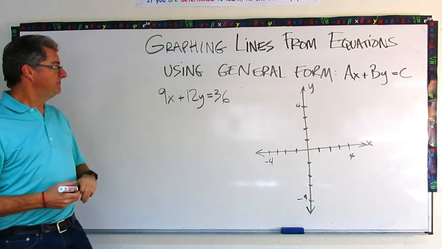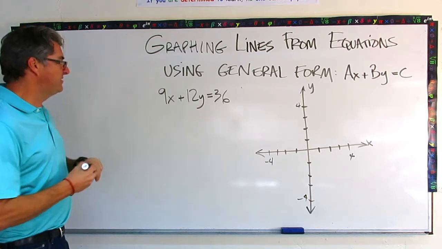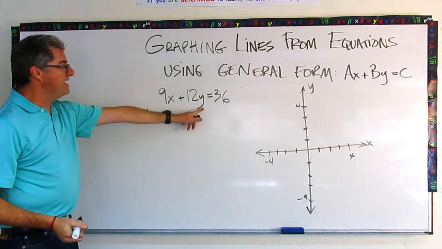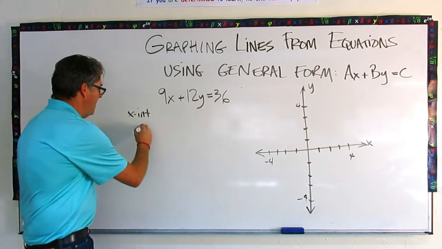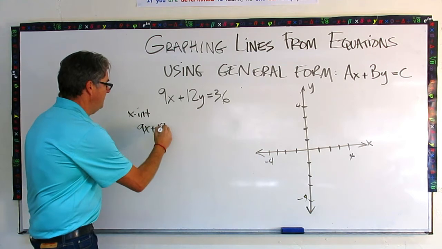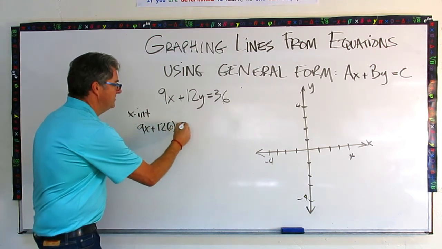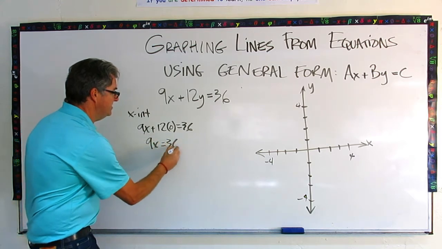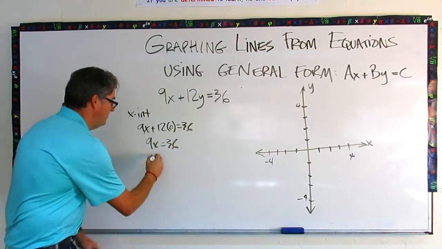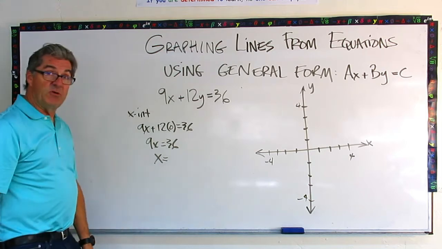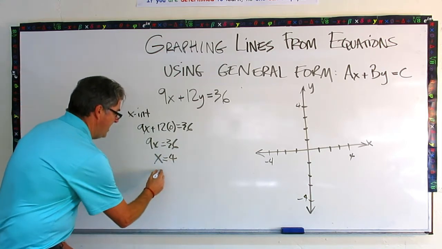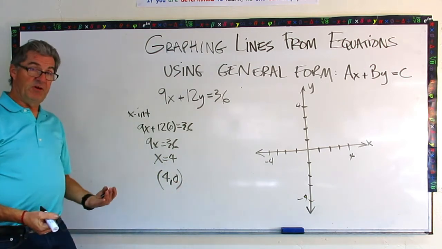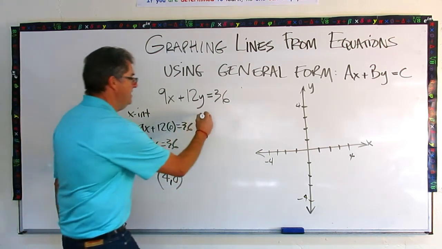Okay, let's see how you did. So first step, find both intercepts. So the x-intercept happens when y is 0. So we're going to get 9x plus 12 times 0 equals 36. So that means 9x equals 36. Divide through by 9. X is going to equal 4. So the x-intercept is the point (4, 0). Pretty quick. Let's do the same for the y.